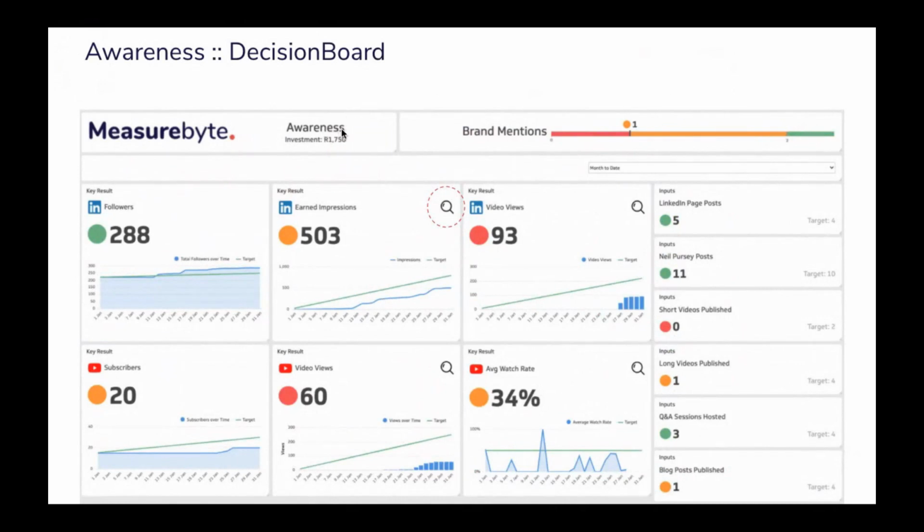We have amount invested. We don't have big budgets. We're a startup, so this is like software costs, but we're investing into it. And then you have our followers, and earned impressions, which is the organic impressions of our content, video views, subscribers, or what I said earlier. And they're your inputs. So we're monitoring that as well. And we've got targets. Everything is driven by a target. Everything is going to either be red, amber, or green.